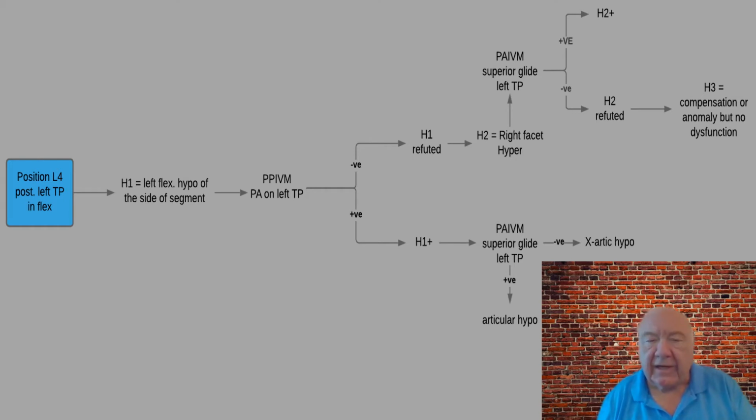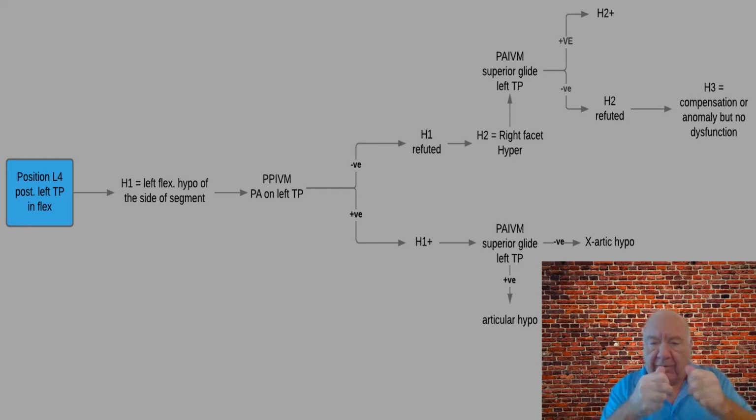We can then test whether H1 is an articular or an extra-articular restriction by the PAVM. So now, instead of doing a PA on the transverse process, we push it supero-anteriorly. So it's a glide, we're doing a glide. And as always, if the glide is positive, then the joint's involved, we have an articular restriction. If the glide is negative, then we have an extra-articular hypomobility. So this is a nice flowing exam.